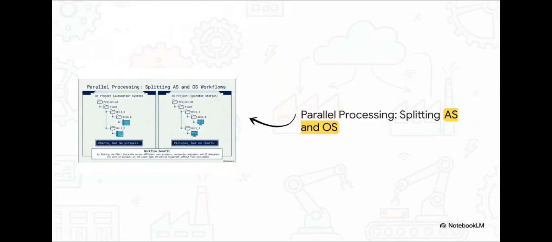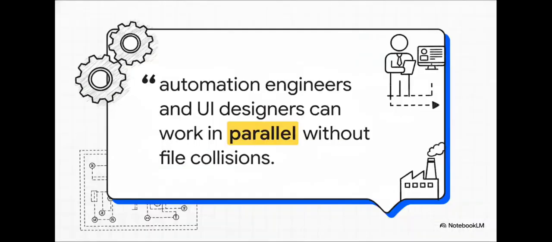Your automation system engineers get their side of the project, they dive into the charts, the logic, the code, but they don't touch any pictures. At the exact same time, your operator station designers get their side. They build out the graphical screens, the buttons, the UI layouts, but they don't mess with any code charts. Which brings us to the ultimate takeaway. By linking the plant hierarchy across different user projects, automation engineers and UI designers can work in parallel on the exact same structural blueprint without file collisions.